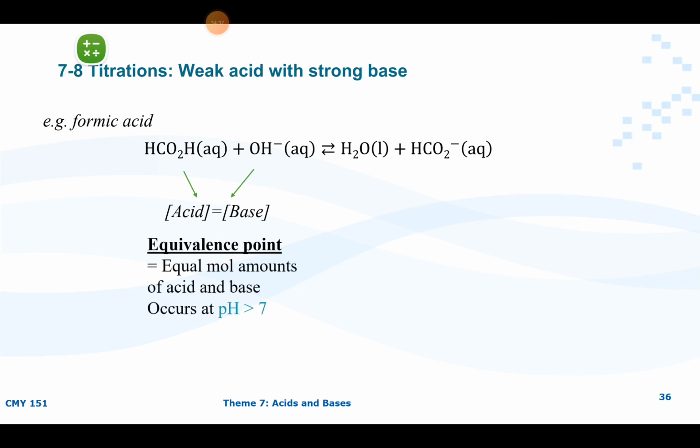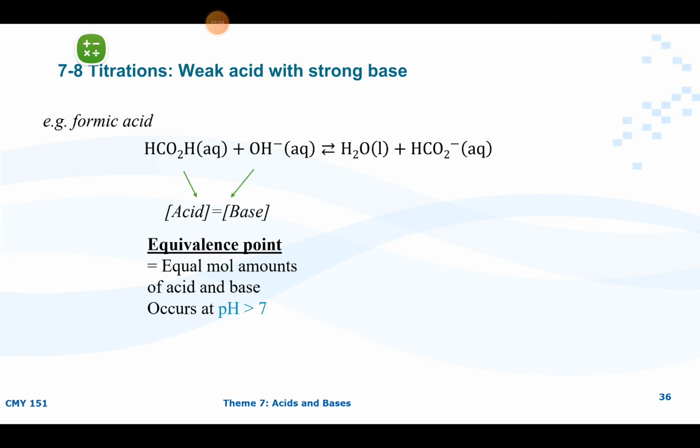However, unlike a strong acid and strong base titration, our equilibrium contains this conjugate base, which means this will increase the pH because it's present in the equilibrium. So for a weak acid with a strong base, our equivalence point will happen at a pH above 7. This will depend on how strong this conjugate base is. If it's a very weak conjugate base, this will be close to pH 7.